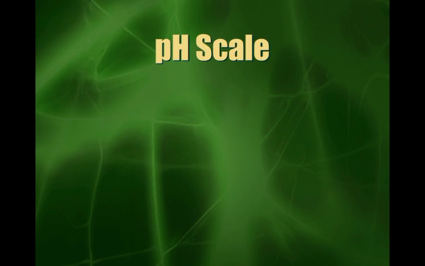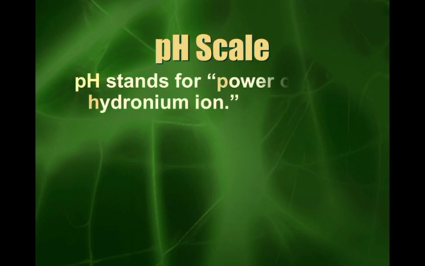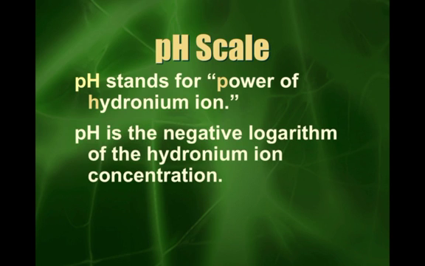All right, on page 403, it introduces something extremely important called the pH scale. You must know this. This is how a lot of the application in the chapter is going to come from this section. So please pay close attention to what we're going to be talking about. The pH stands for power of hydronium ion. So that's what pH actually stands for, power of hydronium ion, and we just abbreviate it by pH. pH is a negative logarithm of the hydronium ion concentration.